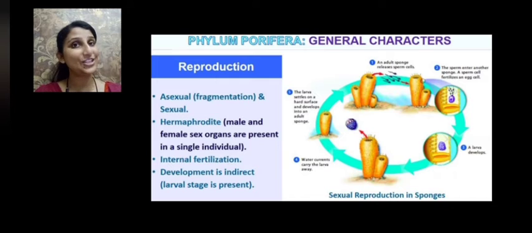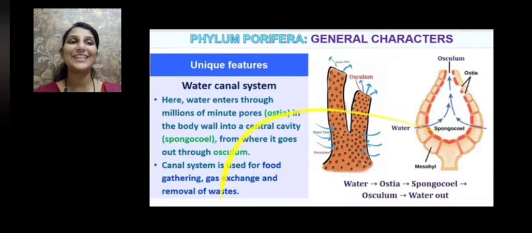And fertilization takes place internally. So such fertilization is called internal fertilization. And development is indirect. What do you mean development is indirect? That means such organisms have a larval stage in their life. If there is a larval stage in their life cycle, it is called indirect development. So the development in Porifera is indirect.